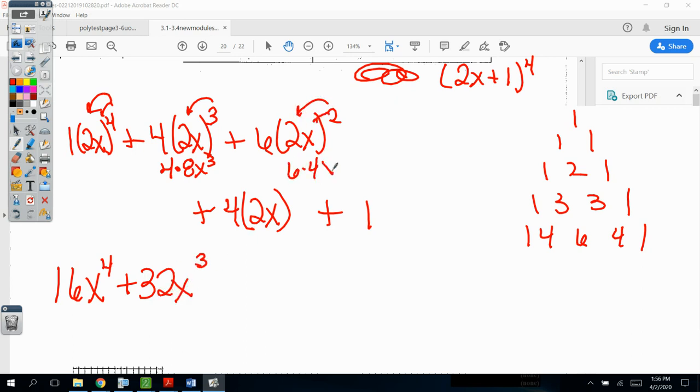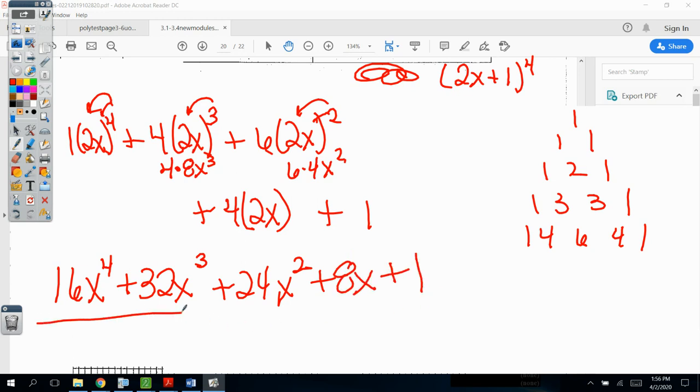6 times 4x squared, there's a 24x squared, then an 8x, and then a 1. That's tough. When those quantities are raised to a power, you have to distribute that power in.